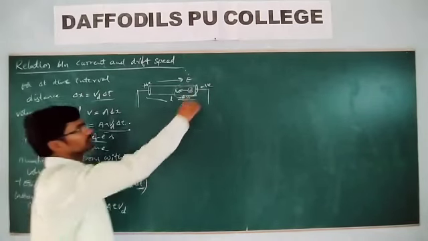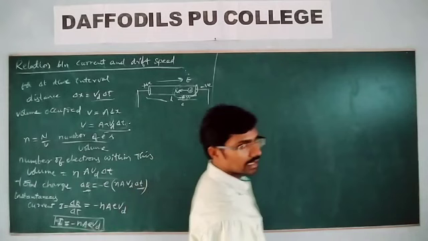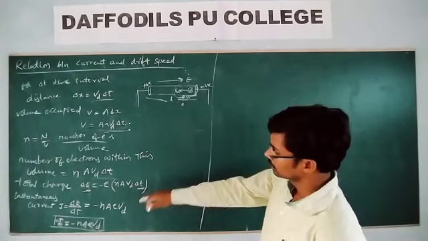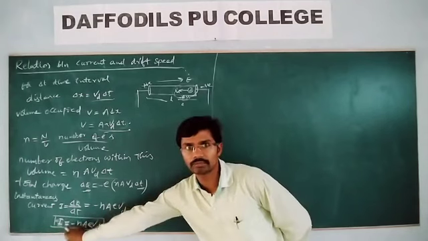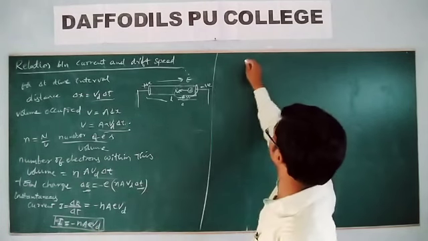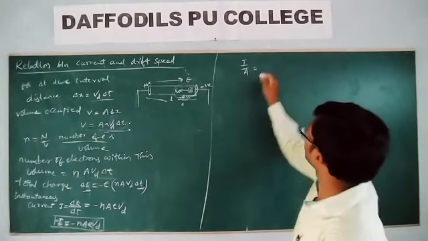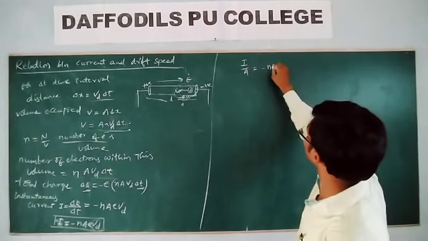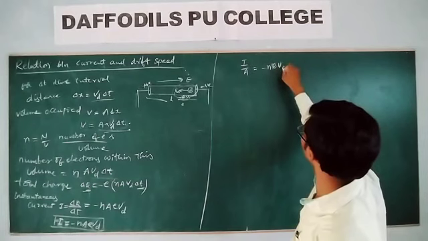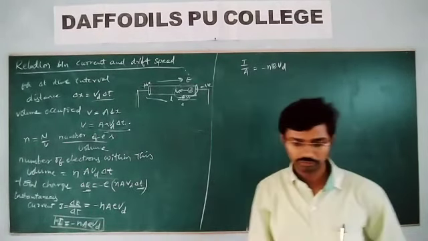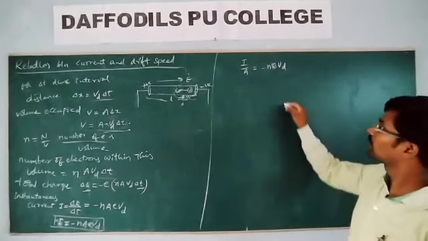And let me derive from this one the conductivity of the material of the wire or metallic conductors. Bring this A to this side. So what do you get here? Current by area is equal to minus N into A E into VD, minus N into E into VD.